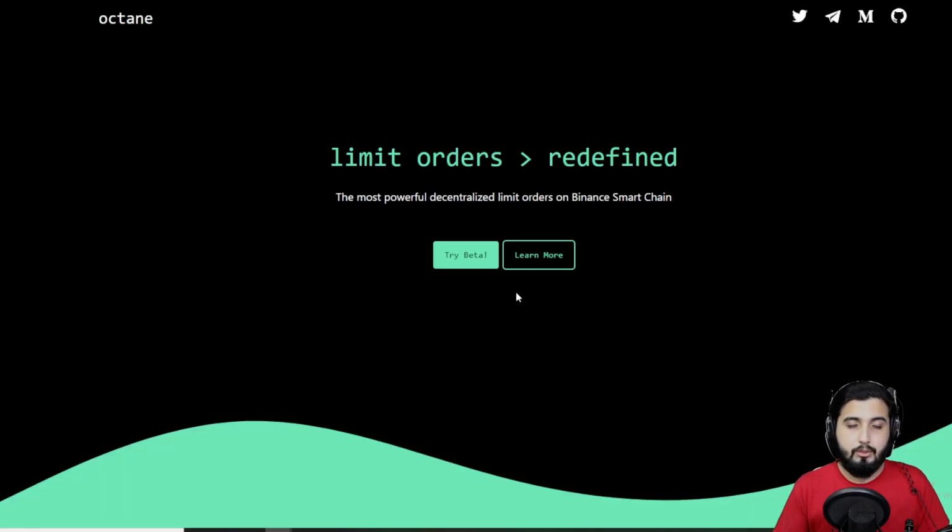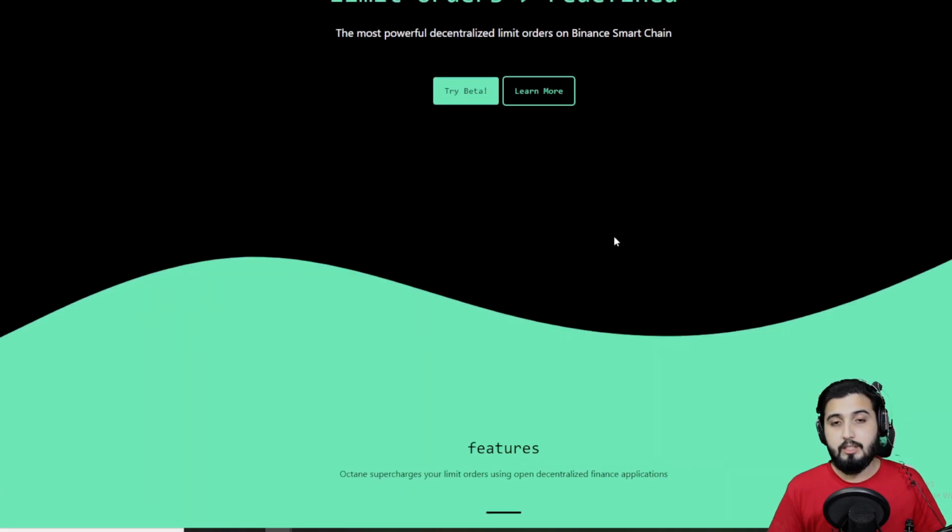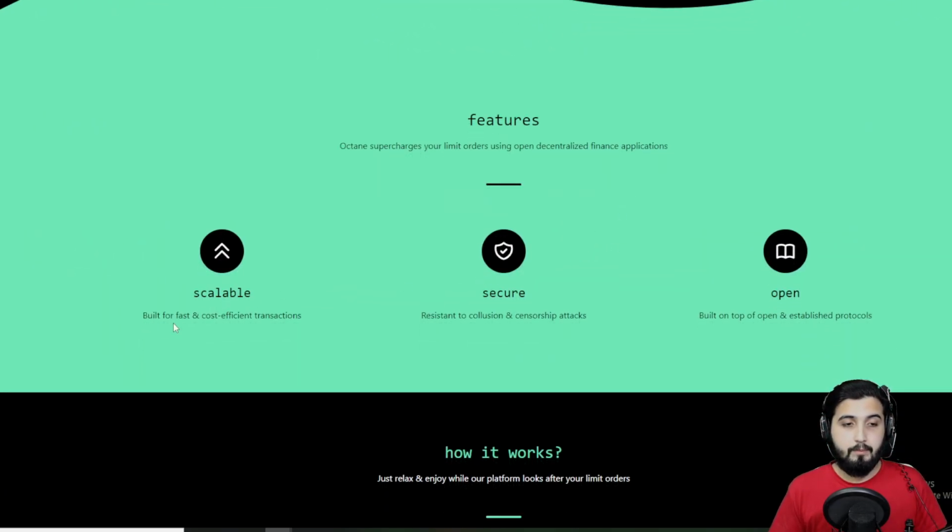They've used the example of buy, and that's what I've used, but the same thing applies on the sell side too. I think this is really interesting. This concept itself is rewarding, and that's why people use it, but they have redefined it to make it even more rewarding. They're saying it's the most powerful decentralized limit orders on the Binance Smart Chain, and what makes this really amazing is that it's scalable, secure, and open. Their protocol is basically open and well established.